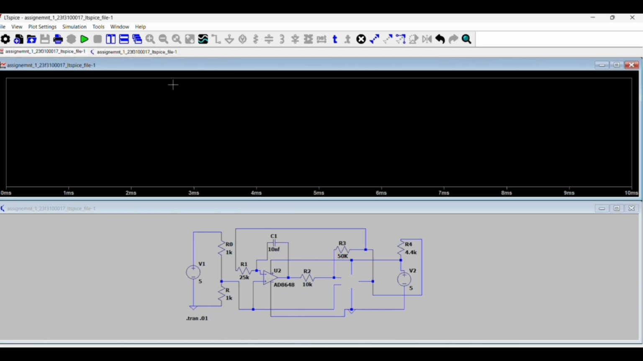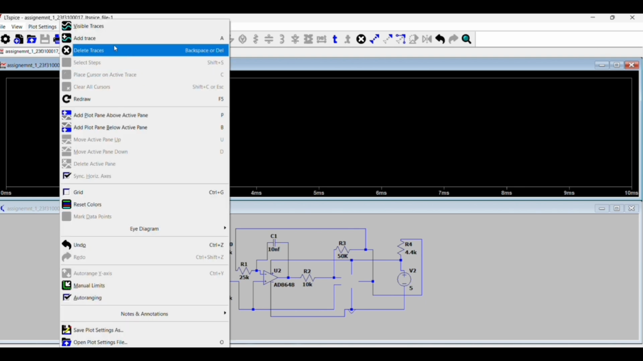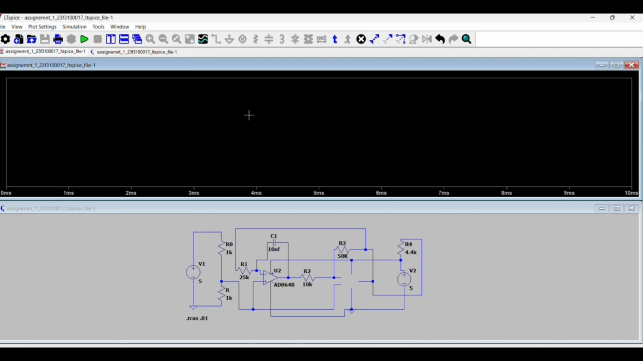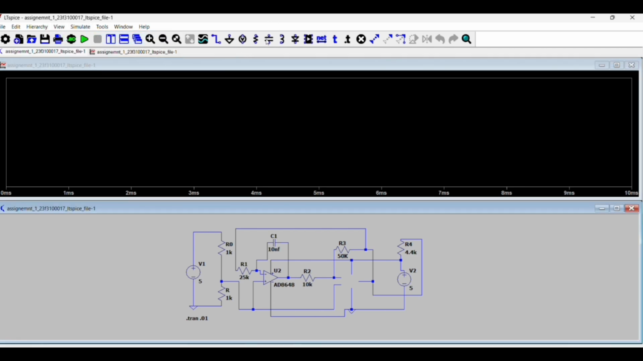MCP6004 and comparator LM339. The pull-up resistor, capacitor 10 nanofarad. Resistors R1 is equal to 25 kilo ohm, R2 is equal to 5 kilo ohm, R3 is equal to 1 kilo ohm. Now we measure the wave.